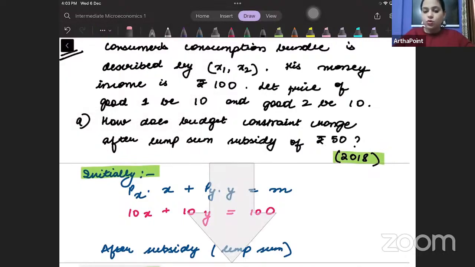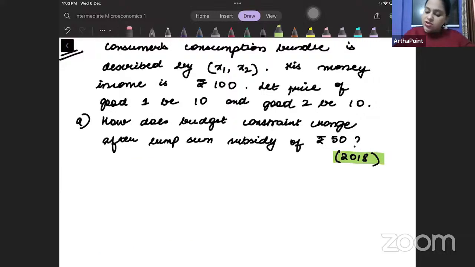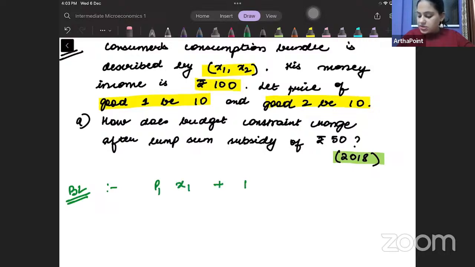हाँ बेटा, देखो question देखो, read it out. Consumer's consumption bundle is described by X1, X2. His money income is 100. His price of good 1 is 10 and price of good 2 is 10. So, beta, what is the equation of the budget line? P1 X1 plus P2 X2 is equal to income of the consumer.